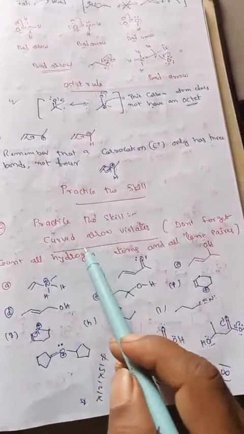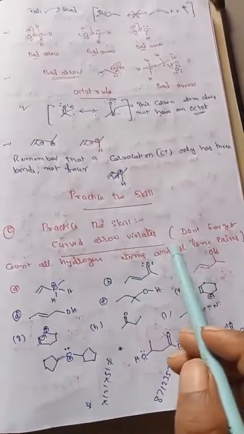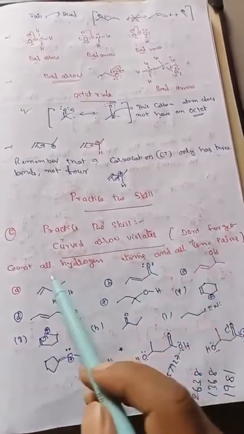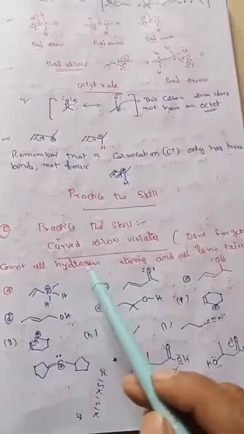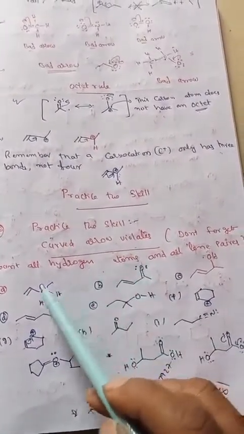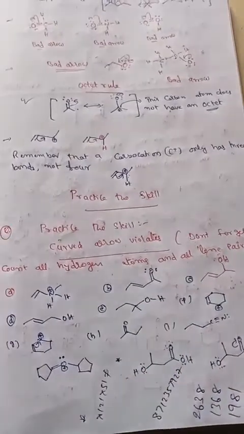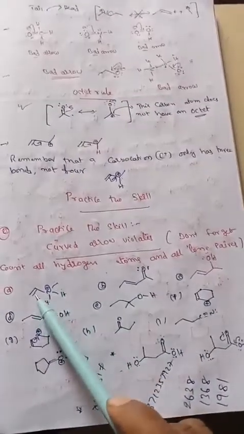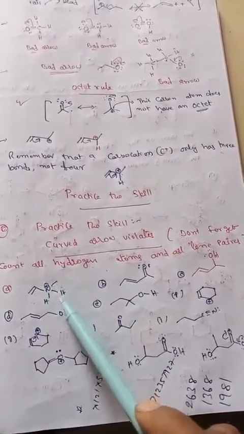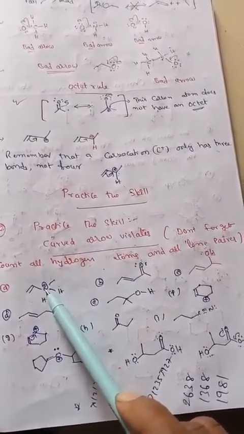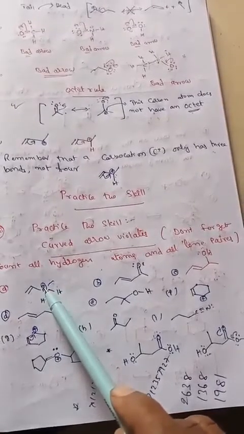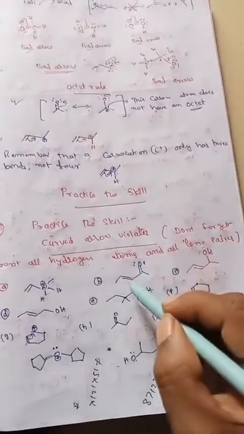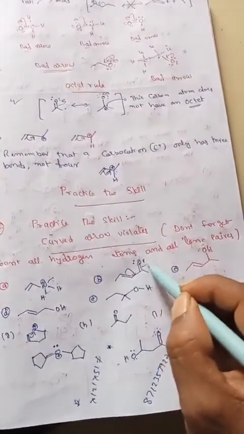Curved arrows sometimes violate the rules, so don't forget to count all the hydrogen atoms and lone pairs of electrons. It is very important to memorize how many bonds and what valency each atom has. For example, you can see here triethylammonium, for example this nitrogen. Nitrogen is trivalent, but it is having 4 bonds, tetravalent, so it carries a positive charge. And similarly, for example, the conjugation should shift like this.